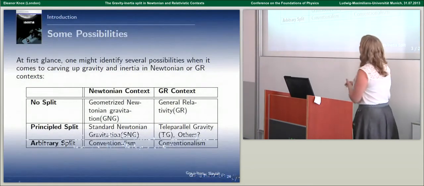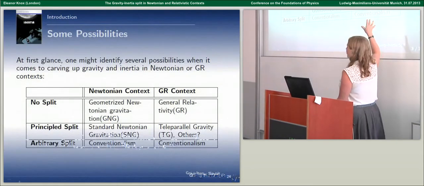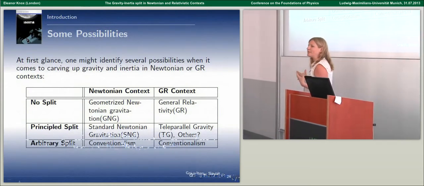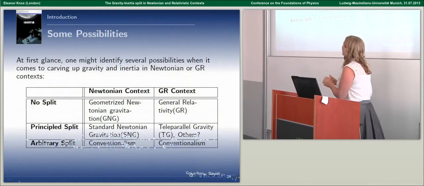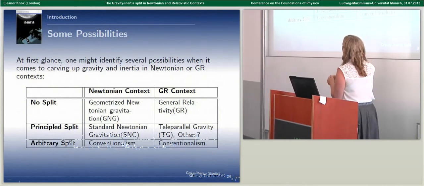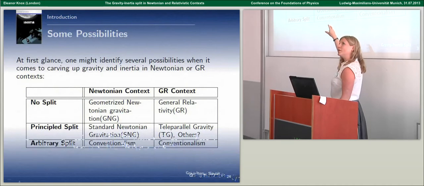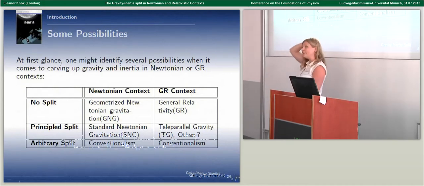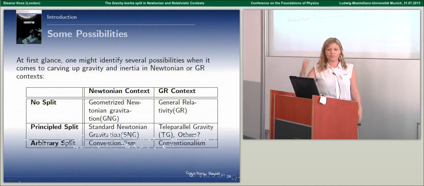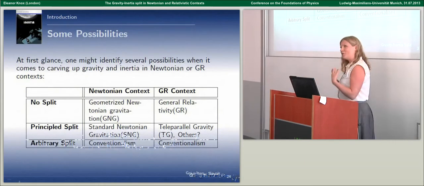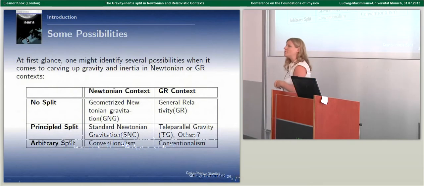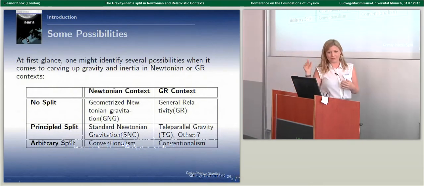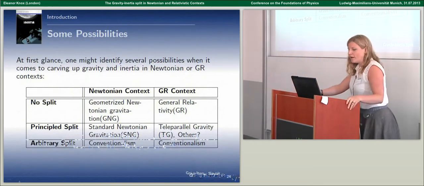So let's take a first shot at how you might think a table of possibilities of theories works. You've got three kinds of things you might try to do with gravity and inertia. You might try and have a theory that has no split. So I'm going to interpret GR as a theory like that, contra these frame-dependent subtleties that Oliver and Dennis were talking about at the beginning.